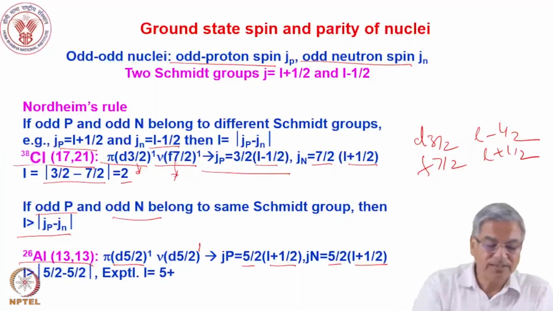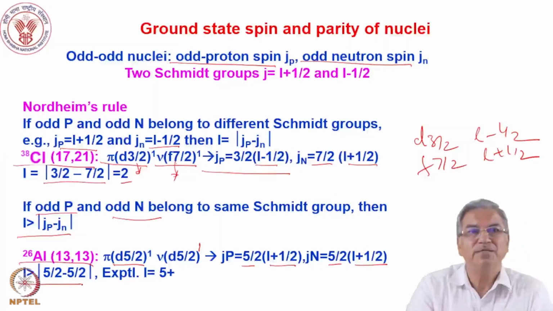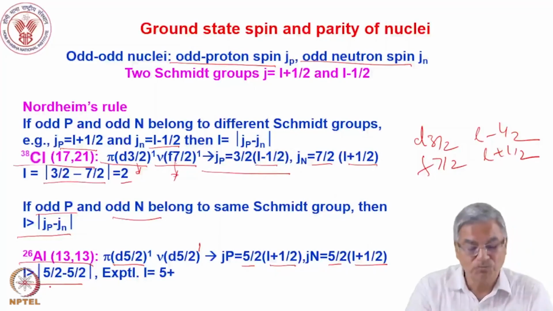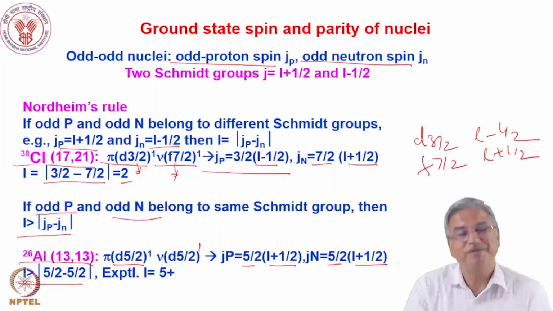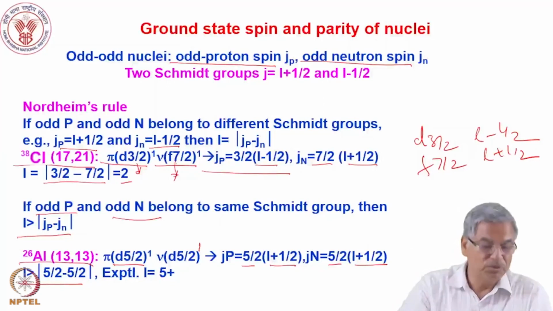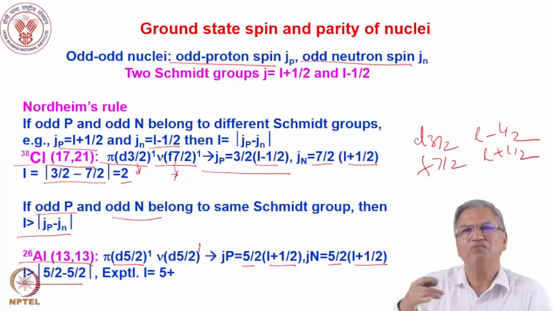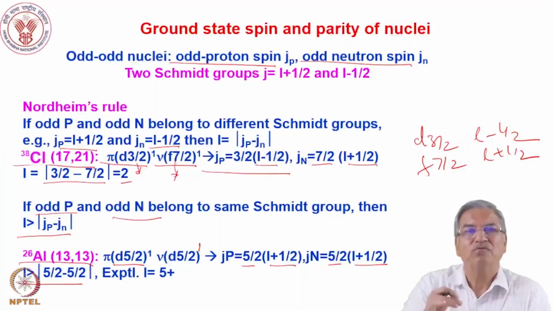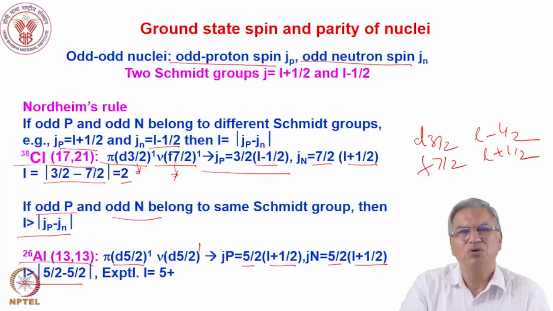For such a nucleus, I is more than Jp minus Jn, that is, 5/2 minus 5/2, which is 0. So it is more than 0. But experimentally, the value is found to be 5. So you can see here that it has a range. It could be from 0 to 5, since 5/2 plus 5/2 is 5. So it could be anywhere, and that is the kind of guess it gives, that it is in that range. But you cannot exactly pinpoint the value of the spin for such nuclei, where the odd proton and odd neutron belong to the same Schmidt group.